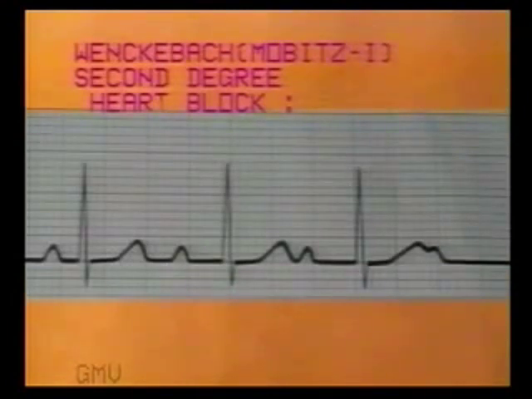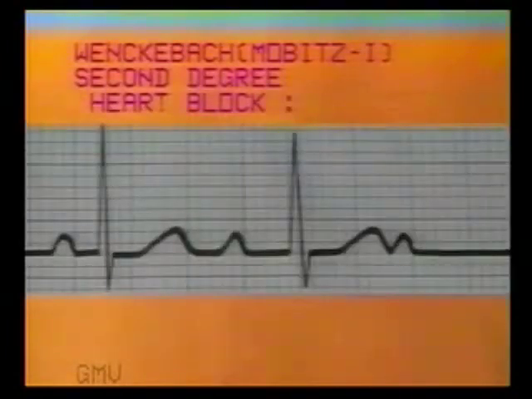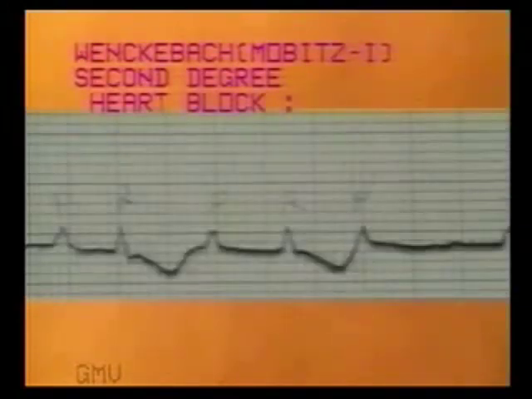In the first beat, the PR interval is 4 small squares, that is normal. In the second beat, it is 6 small squares. In the third beat, it is 7 small squares, and the fourth P wave is not followed by a QRS complex. This phenomenon, where the PR interval gradually increases till a beat is dropped, is termed as Wenckebach phenomenon. Then again, the next beat will show a normal PR interval and the process will continue again.